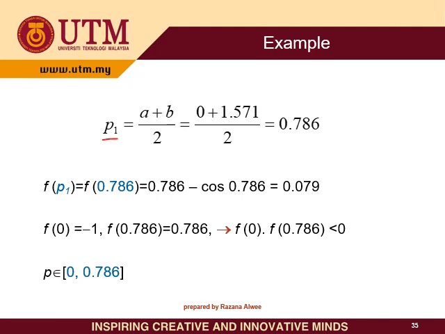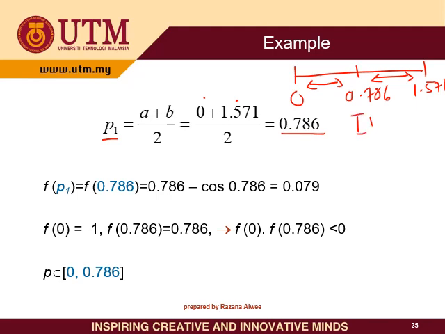By finding the p1 here. We already know our a and b, which are 0 and 1.571. So we will get our p1, which is 0.786. To illustrate, this is your a at 0 and b at 1.571, and this is your p1 at 0.786. Which one do we need to choose to continue to the next interval? We need to use our IVT, the theorem, whether the product is less than 0 or not. If you look at f(p1) here, you get 0.079. It is positive.